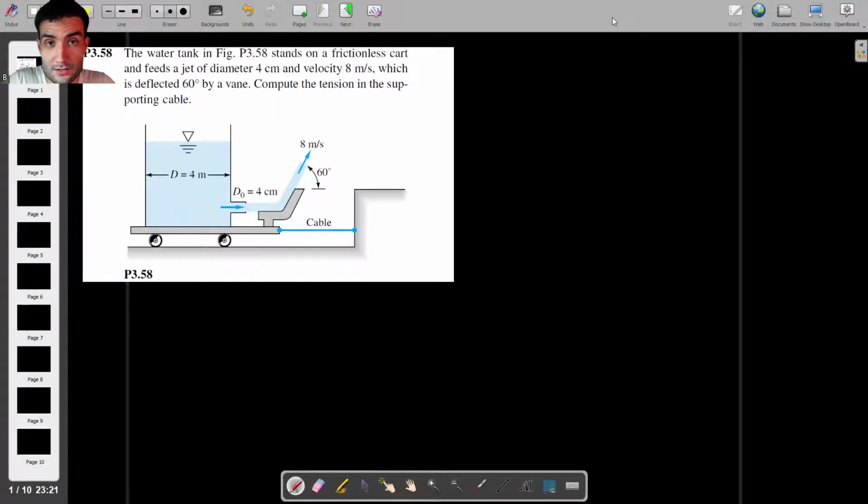Here's a quick fluid mechanics question which refers to the topic of momentum conservation. Now, this is something that you might actually see as a first year engineer.